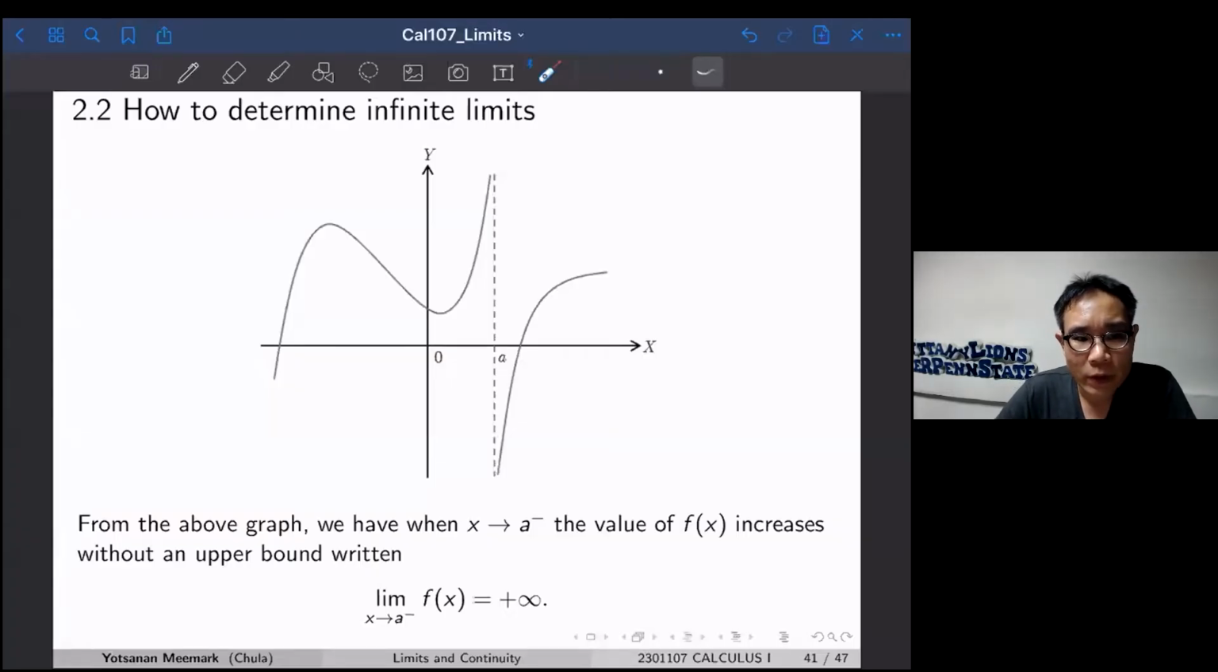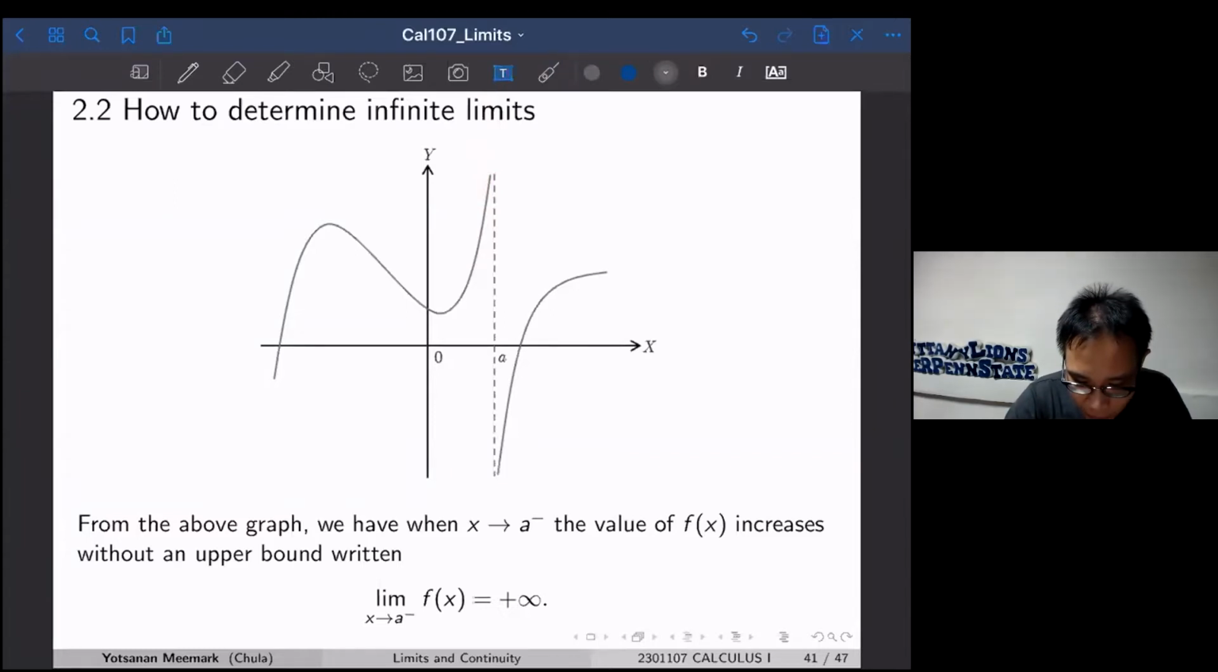In this video, we're going to talk about how to determine infinite limits. The situation that we are facing is that at a point A, sometimes the function behaves in the way that when x goes to A from the left side, it tends to a very large number without an upper bound. So in this case, the behavior of the function tends to infinity when x approaches A from the left side.